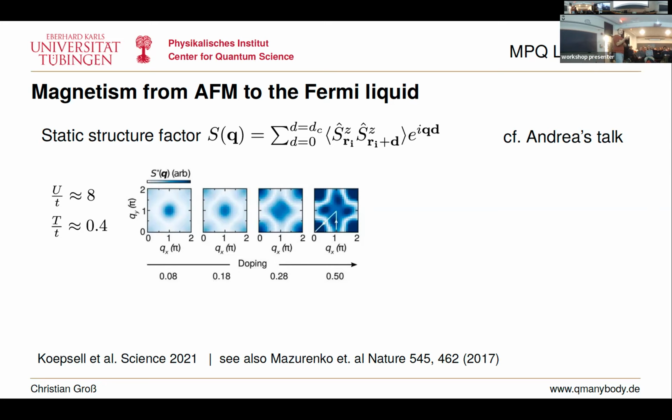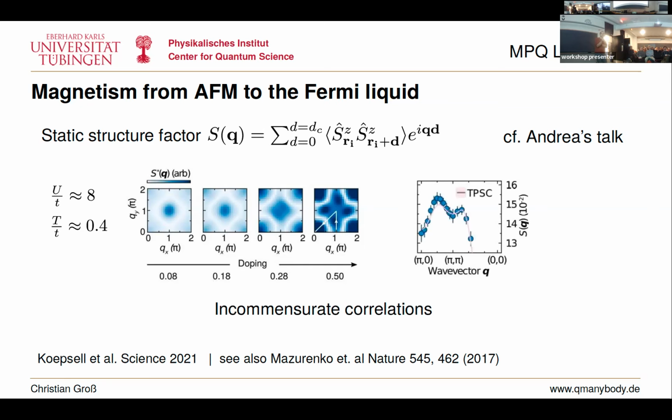Right now, I'm really confused with the right direction, T over t 0.4. What we see is that around a doping of roughly 25-30%, something happens with the peak at pi pi, which seems to split, and then we clearly get incommensurate correlations at the doping level of 50%. Then in collaboration with Eugene, Annabel, Fabian and Yao, we can match that to theory, and we have a nice agreement there. But again, the matching to theory part, Yao already presented.